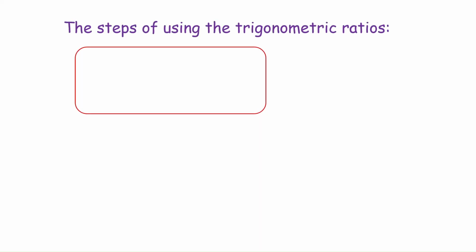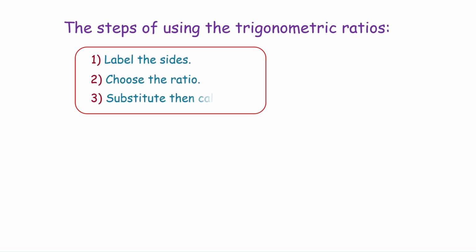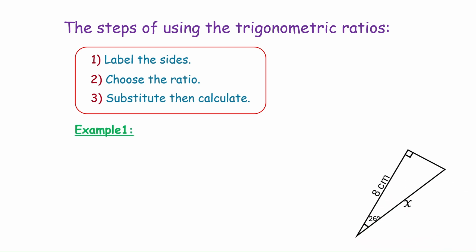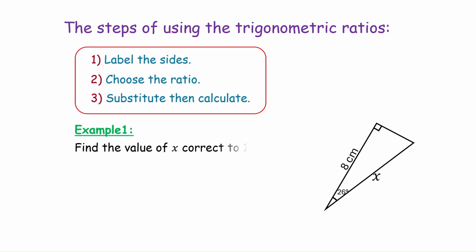Now, the steps of using the trigonometric ratios. First we label the sides, then we choose the correct ratio using SOHCAHTOA, then we substitute and calculate. Example 1. Find the value of x, correct to one decimal place. We start by labeling the triangle. Hypotenuse, which is the longest side, the adjacent, which is the second leg of the angle x, and the third side is the opposite side.